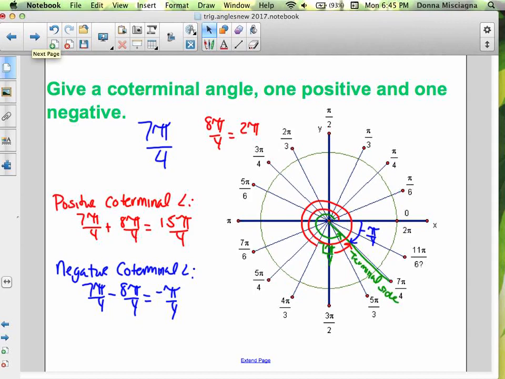All right, and that's all there is to coterminal angles. I don't think those are too bad.